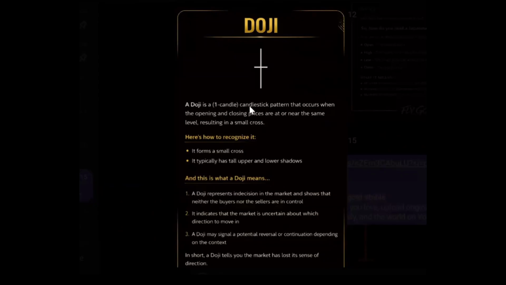So a doji is a one candle candlestick pattern that occurs when the opening and closing prices are at or near the same level, resulting in a small cross. It typically has tall upper and lower shadows, so the wicks. They can be the same length, they can be different lengths, as long as it looks like a cross. A doji represents indecision in the market and shows that neither the buyers nor the sellers are in control. So it can go either direction, it depends which way the market was going before you saw this form.